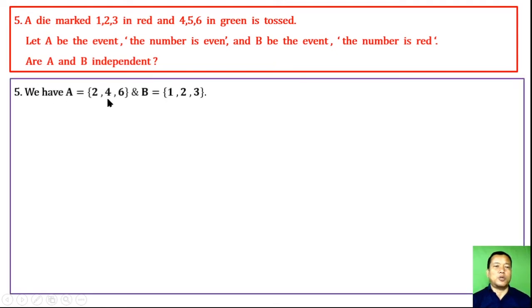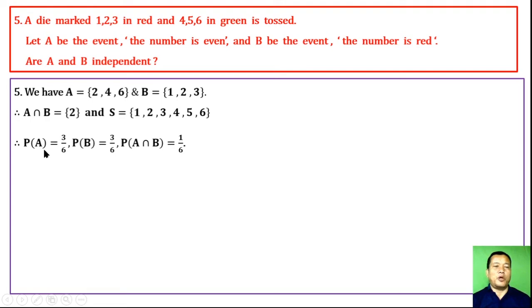We have A consists of 2, 4, 6, B consists of the red numbers 1, 2, 3, and A intersection B has the common element 2, and S consists of 1, 2, 3, 4, 5, 6. Therefore, P of A is 3 out of 6, that is 3 by 6. P of B is 3 out of 6, that is 3 by 6. P of A intersection B is 1 by 6. Now P of A into P of B, their values are multiplied and we get 1 by 4, which does not equal the value of P of A intersection B, that is 1 by 6.